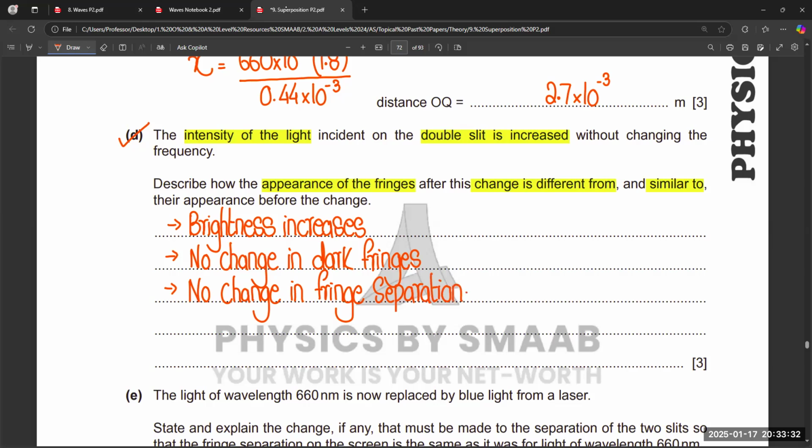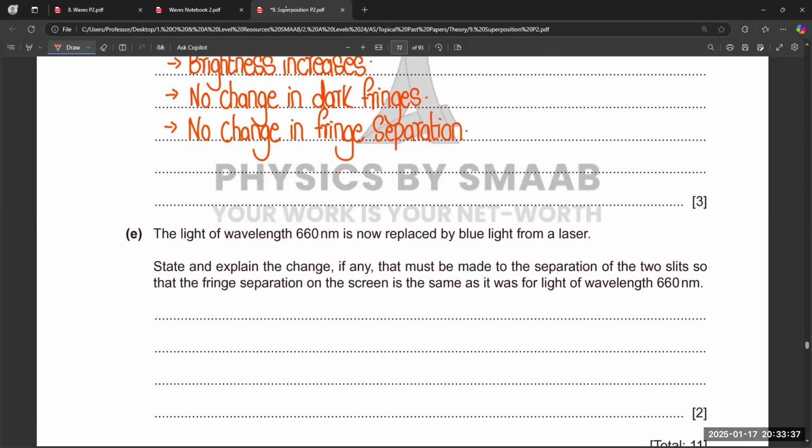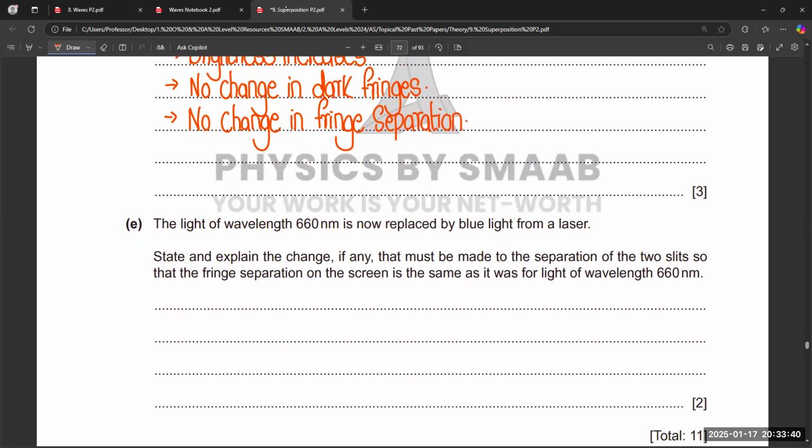Sometimes they only ask about two quantities. So this question will be for 2 marks, just like in the next part, only 2 marks. The light of wavelength 660 nanometer is now replaced by blue light from a laser. Remember, initially we are using red light, now we are using blue light. Blue light means frequency increases, wavelength decreases. So that is the hint of the question. Simple. Shorter wavelength, greater frequency.